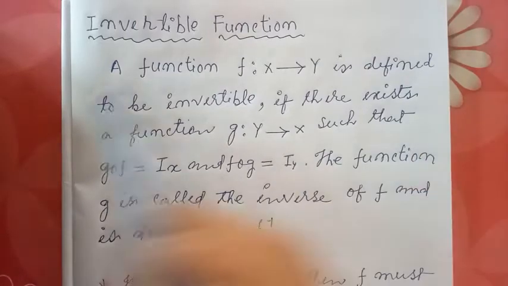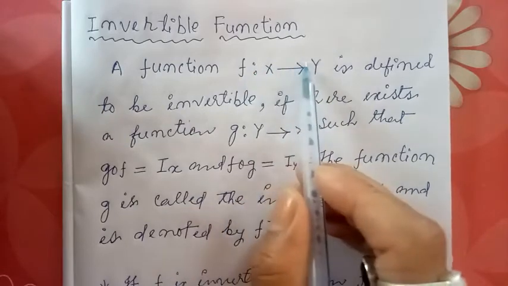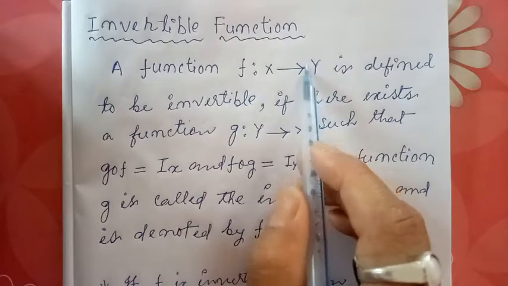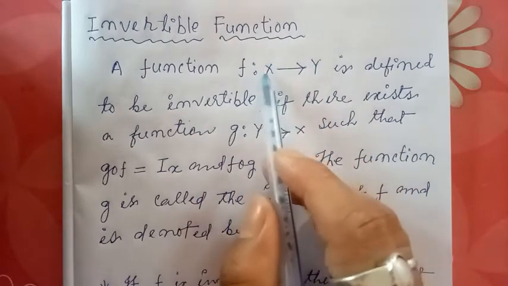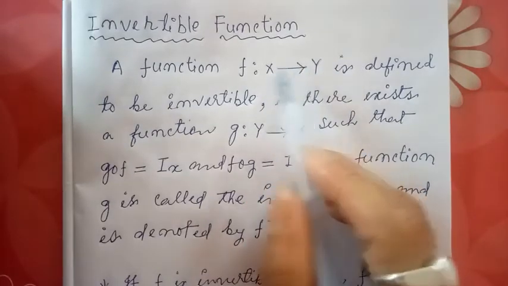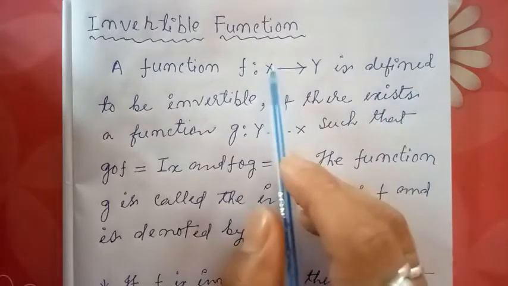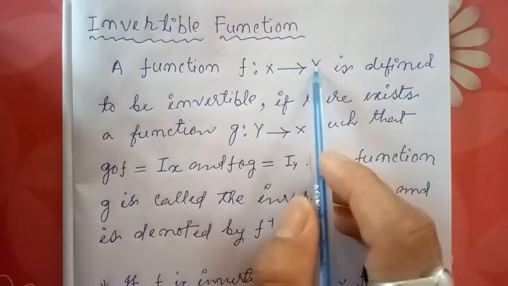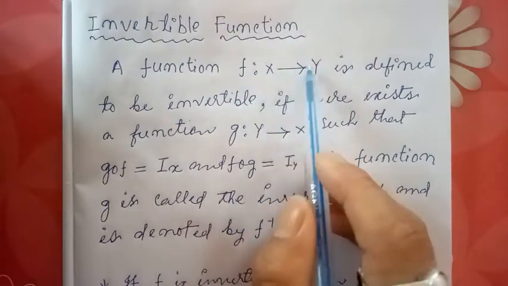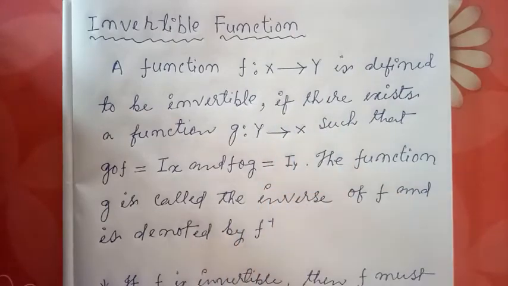Basically, the inverse means the interchanging of domain and range. This we call the domain and this the range. So if we interchange the sets, then we call it the inverse. The domain and its codomain or its range, if we interchange the places, we call it inverse.